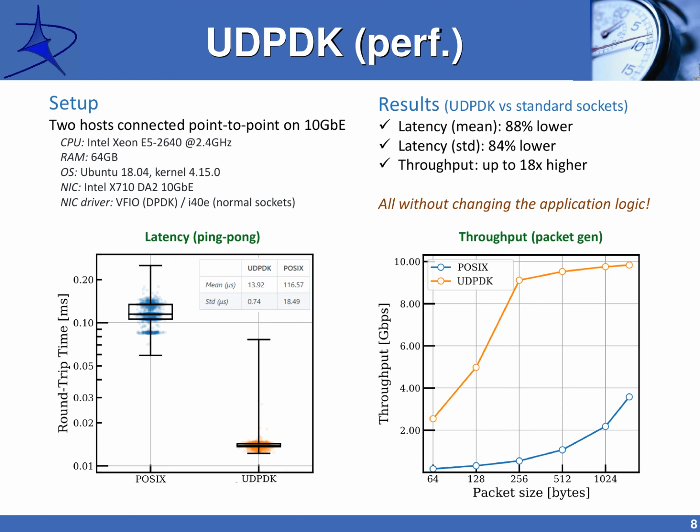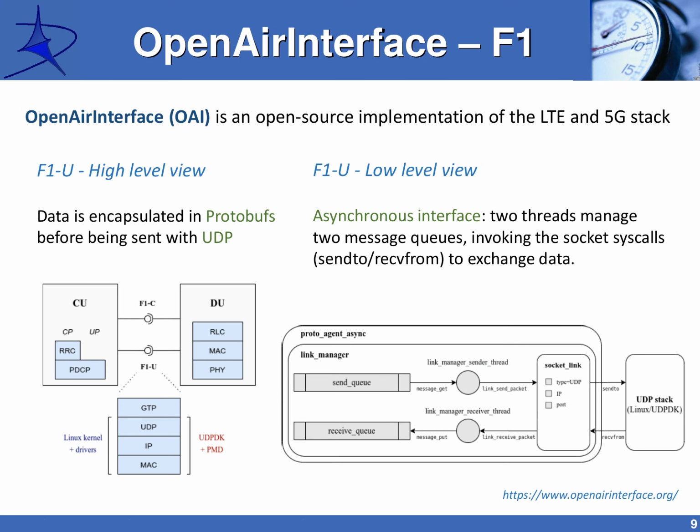The standard deviation, which correlates with jitter, is also very small. The throughput, measured in gigabit per second, is strongly dependent on the packet size, but in any case it's much higher than with standard sockets. In our experiments, for a packet size of 256 bytes, it's 18 times better and nearly saturates the 10 gigabit link. And, it's important to remark this aspect, we didn't need to significantly modify the code to switch between socket types. Now that we have a performant UDP stack, let's move to 5G software.